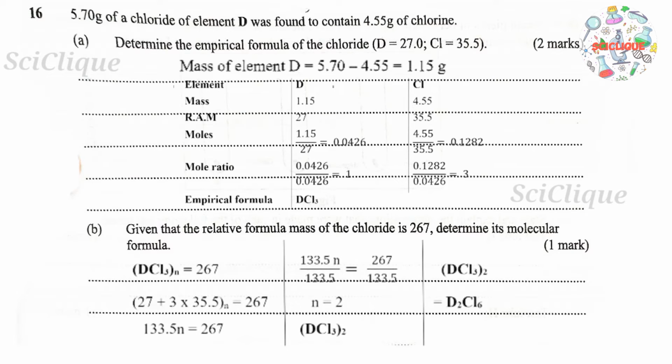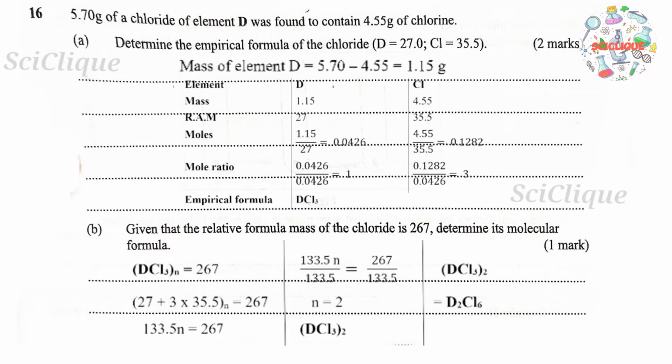Empirical formula brackets N. Okay, N refers to the number of atoms that we are yet to find out, equals the RFM, which is 267. So our empirical formula is DCl3 brackets N equals 267. Now we are going to input the relative atomic masses of D and Cl. Now as provided before, RAM of D is 27, and since it's only one, that's it. But when it comes to chlorine, the relative atomic mass of chlorine is 35.5. How many atoms are there of chlorine? 3. So we are going to take 35.5 multiplied by 3, add it to 27.